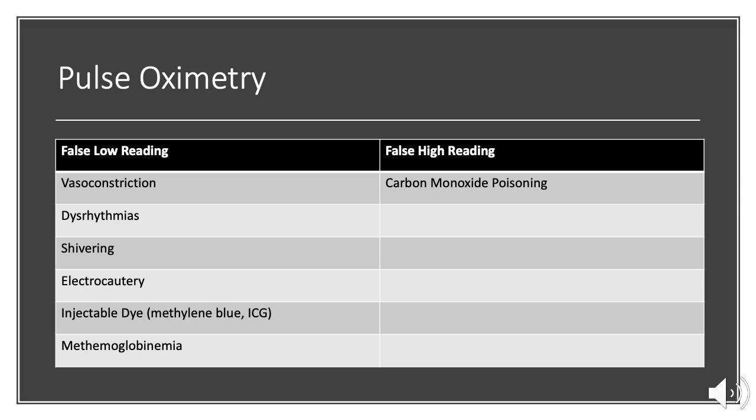Disruption of the wavelength absorption ratio can also lead to false SpO2 recordings. For example, injectable dyes lead to falsely low values, whereas carbon monoxide poisoning can lead to falsely elevated SpO2 values.